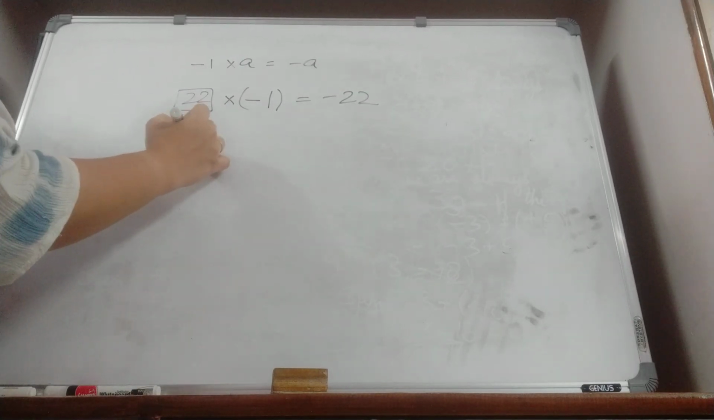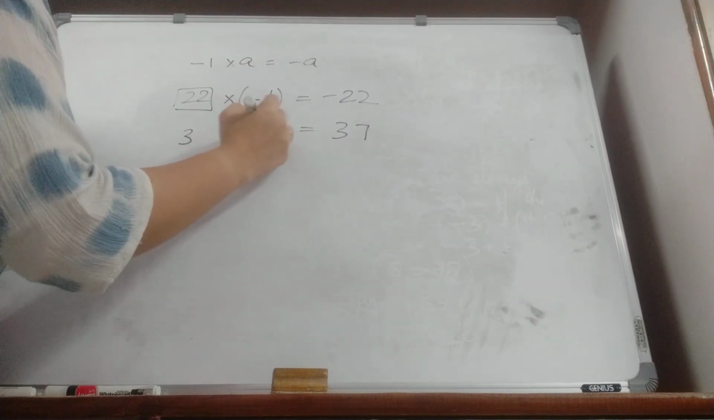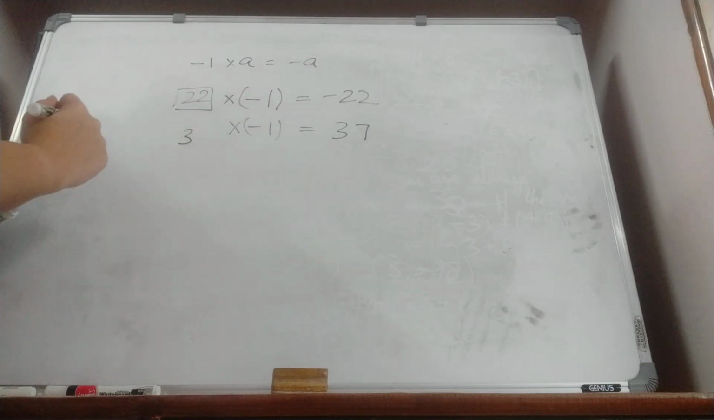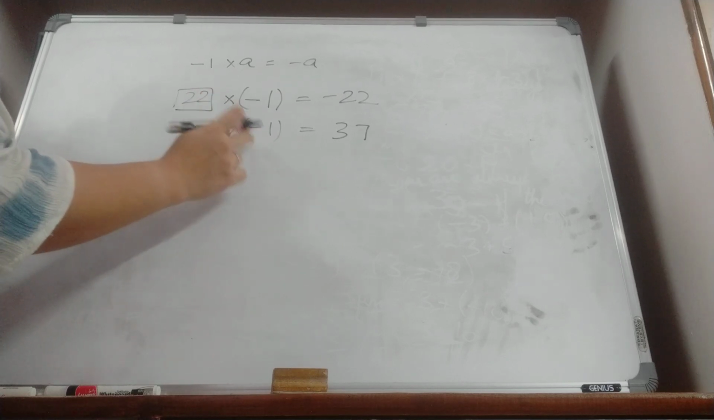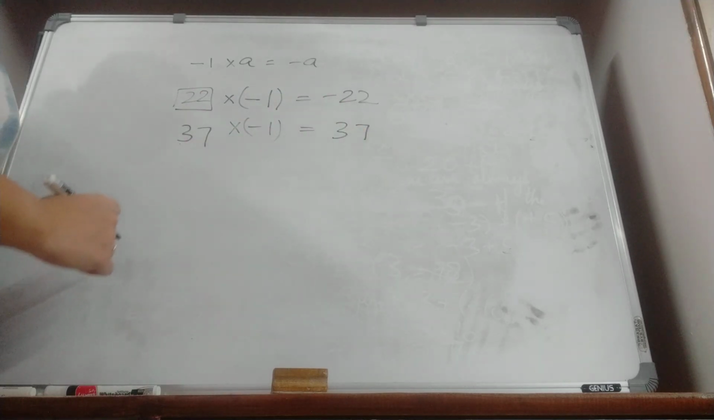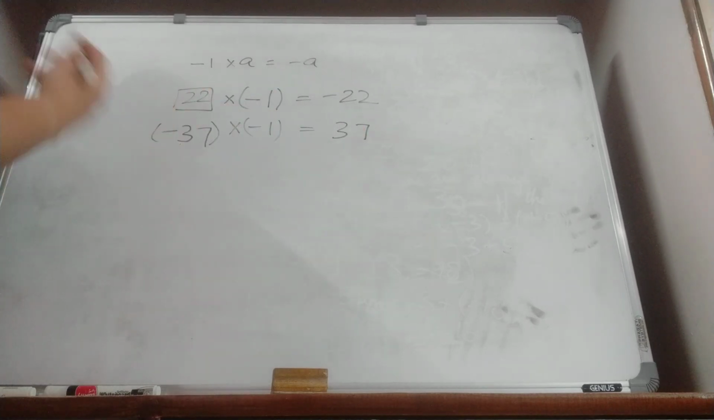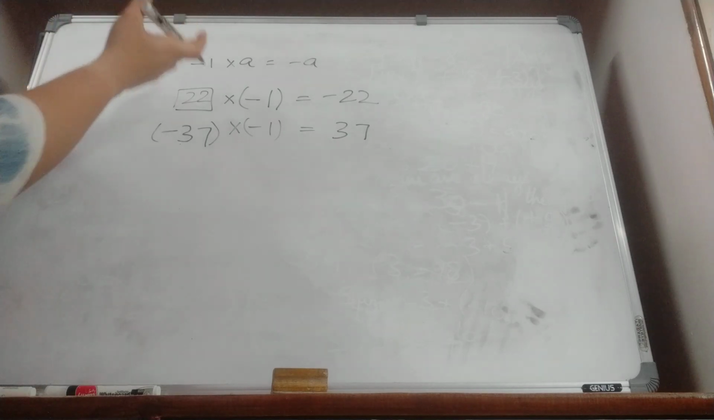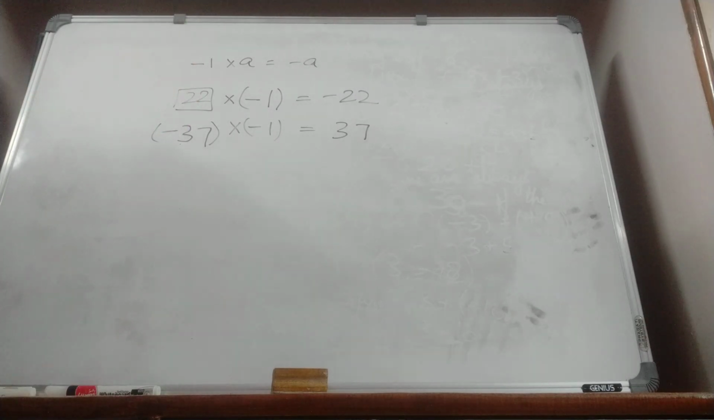And then what will give you 37? If I write 37, will I get 37? Is 37 into minus 1 equal to 37? No, it is not. It is minus 37. So I will write minus 37 into minus 1 equal to 37. If you have a doubt here, you can copy this in your notebook. Write it so that there is nothing left.